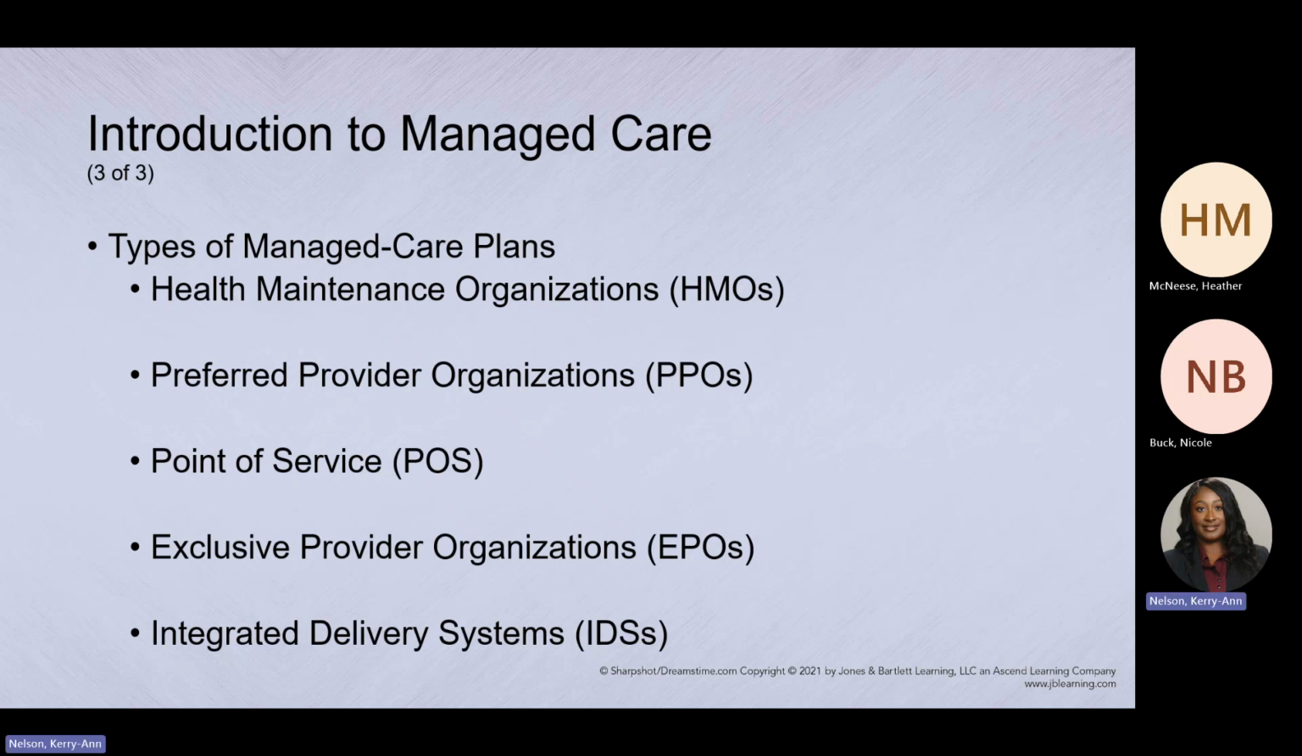So we have multiple types of managed care plans. There are health maintenance organizations, or HMOs, preferred provider organizations, or PPOs, point of service, exclusive provider organizations, or EPOs, and integrated delivery systems.